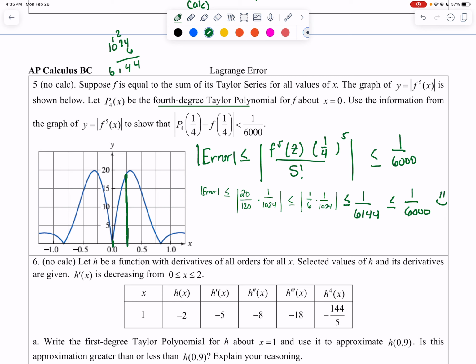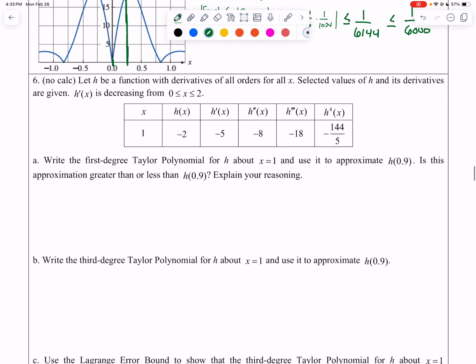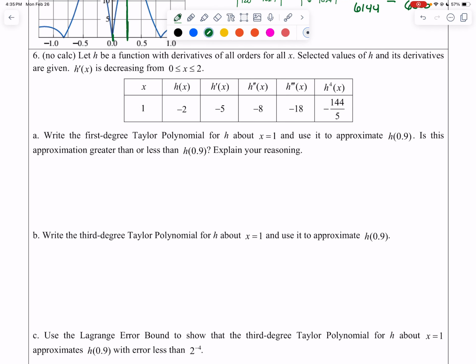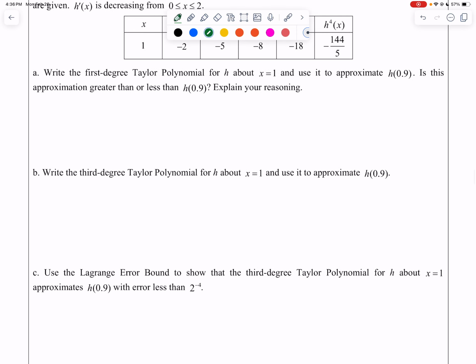Now let's say that they give you a table here instead of a graph. Number 6 says let h be a function with derivatives of all orders for x. Selected values of h and its derivatives are given. H prime x is decreasing from 0 to 2. And I'm not going to be focusing on A and B. I'm only going to focus on part C because that's going to be my Lagrange error. Part C says, use the Lagrange error bound to show that the third degree Taylor polynomial for h about x is equal to 1 approximates h of 0.9 with error less than 2 to the negative 4.